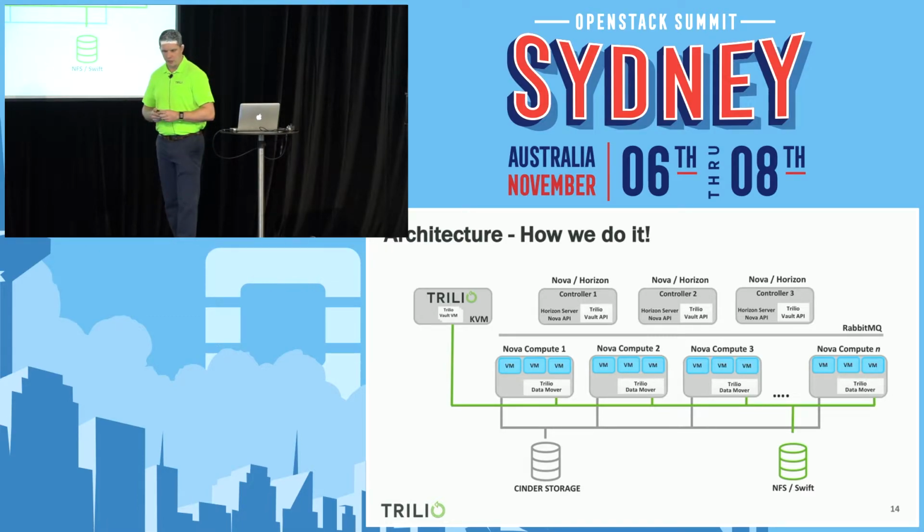What you'll see is this is a 3-controller OpenStack down to the compute layer through RabbitMQ. And then what we install is a lightweight Python-based data mover that goes on each one of the Nova compute nodes. So if there's 10 Nova compute nodes, you just put a lightweight Python component on each of those 10 compute nodes, and then you're off to the races.